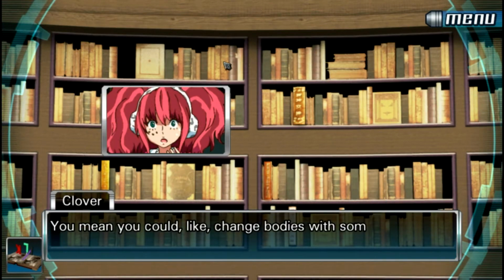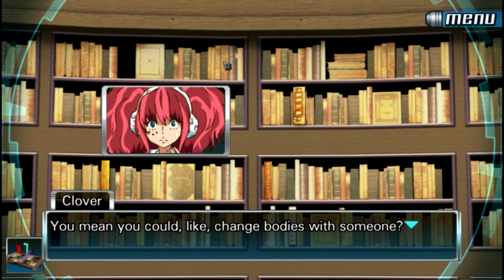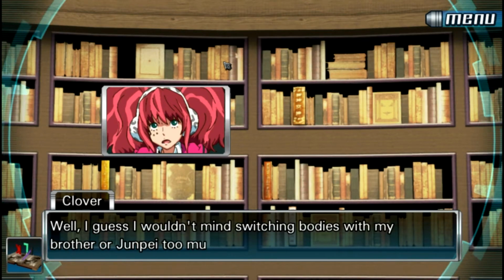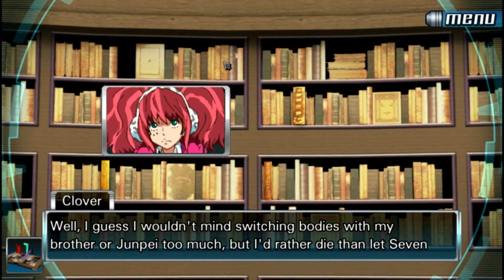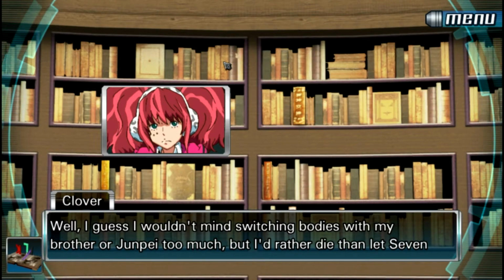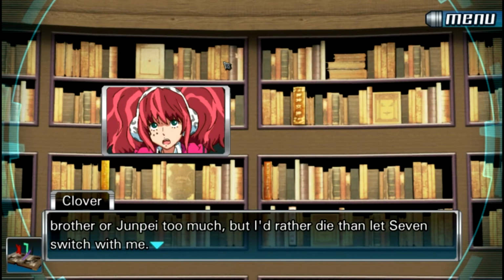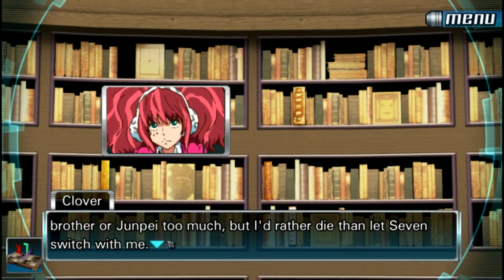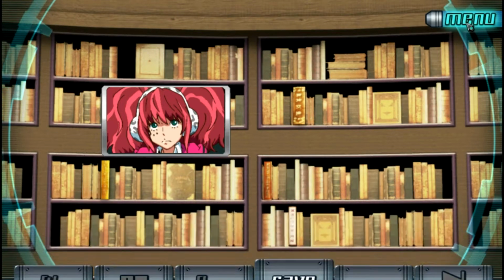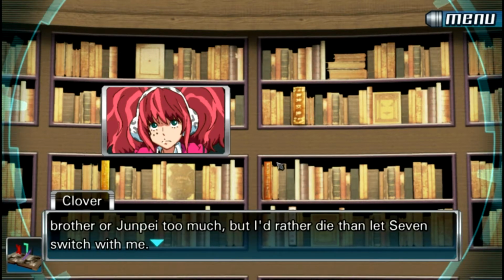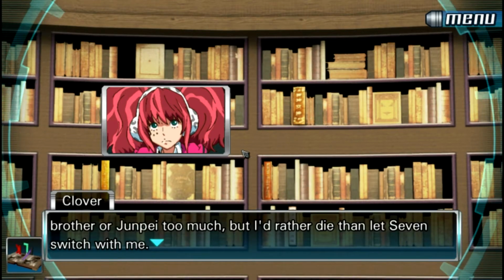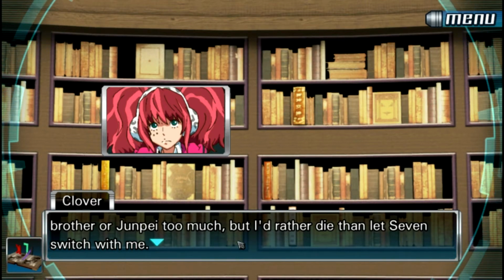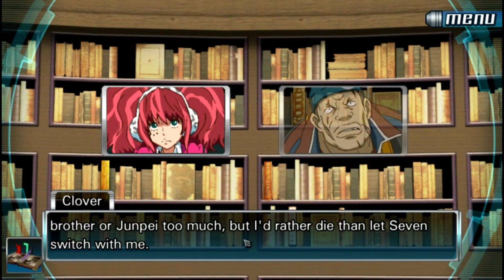You mean you could, like, change bodies with someone? For a second, I was... I don't know, I was thinking a minesweep for some reason. I don't know why. Hey, Clover, don't go without me. I wanted to read that. Ah, damn it. And the thing is, I can already check the script slash transcript with this. But I jump in too much, but I'd rather die than let Seven switch with me.